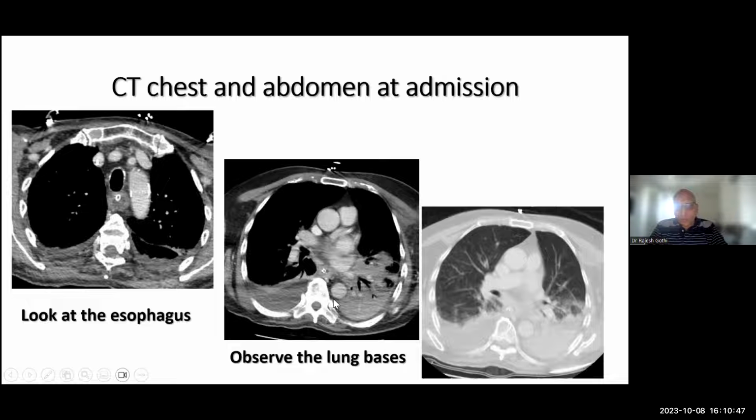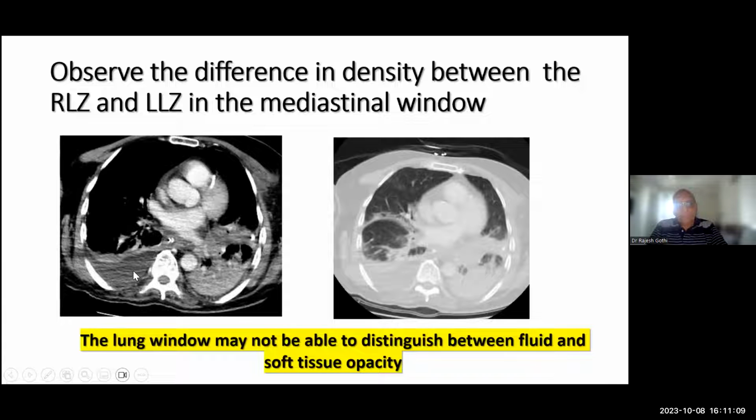If you now observe again, the fluid has a different density as compared to the consolidation. So we can all easily distinguish, even on an NCCT, effusion from consolidation. So we were having a patient who had a right pleural effusion, left lower lobe consolidation, and a distended esophagus. On a lung window, sometimes it is very difficult to distinguish between effusion and consolidation, but a mediastinal window clearly shows the difference between the densities of the two areas. Consolidation is denser as compared to the effusion.